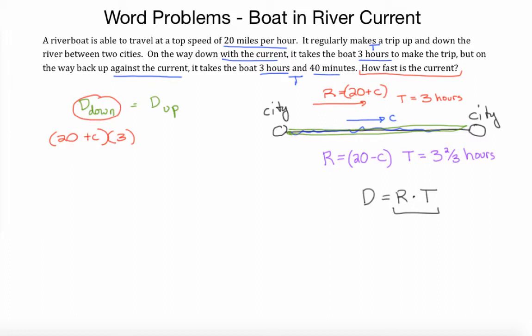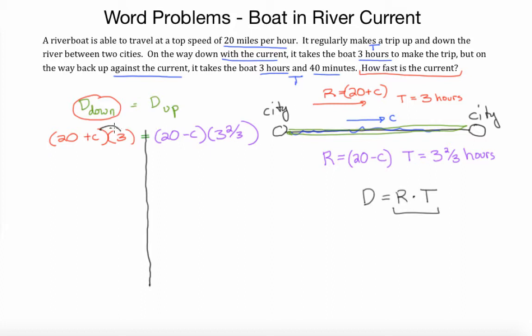On the way back, my distance is rate times time. It's going to be 20 minus C, because it's a slower rate of speed, times a longer amount of time, 3 2/3. And there we go. We've just set up an equation with C as my variable, the river current, and I can rearrange that, distribute, and solve for C now. All right, let's go ahead and do that.